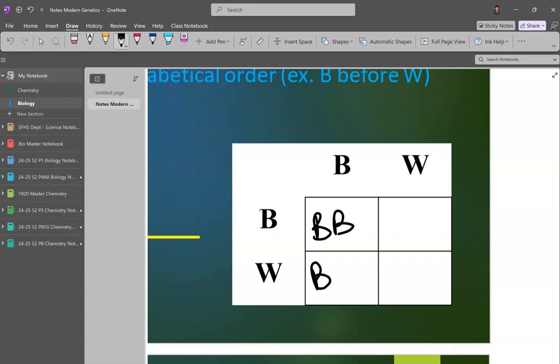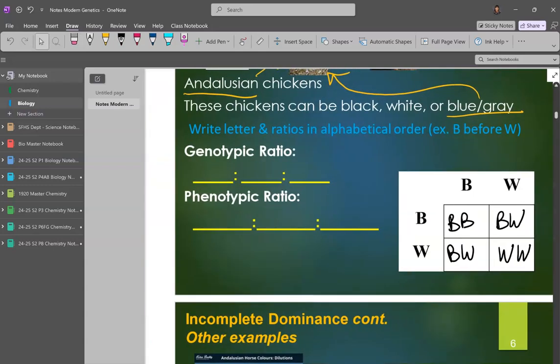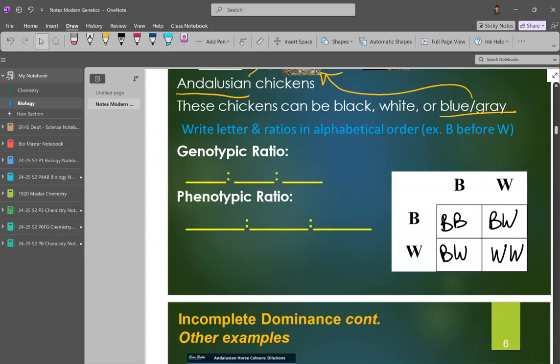And I'm going to complete the Punnett square like I normally would. Again, I'm putting B before W because that's alphabetical. And then for the genotypic and phenotypic ratios, normally we would start with homozygous dominant, but we don't have a dominant trait here. So we're going to start with alphabetical order. So I'm going to start with BB, which is still homozygous. It's not dominant, it's just homozygous because they're two of the same letters, and we're going to go with that first because B is before W in the alphabet, and we have one of those.